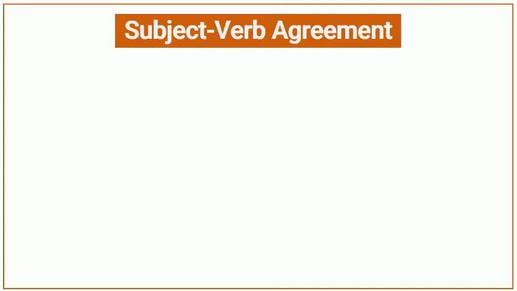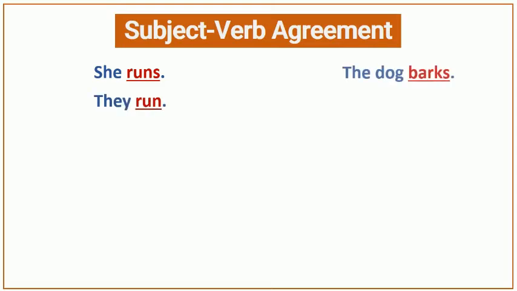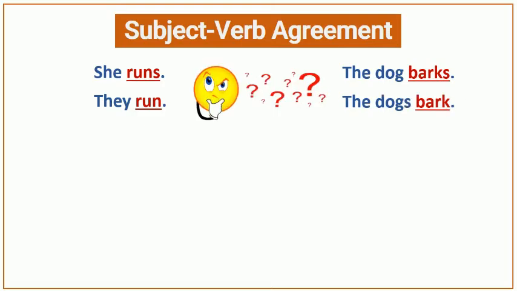Hi everyone. Have you ever wondered why we say she runs but they run? Or why the dog barks but the dogs bark? If you are confused, don't worry. This is all about subject-verb agreement, and by the end of this video, your confusion will go away.